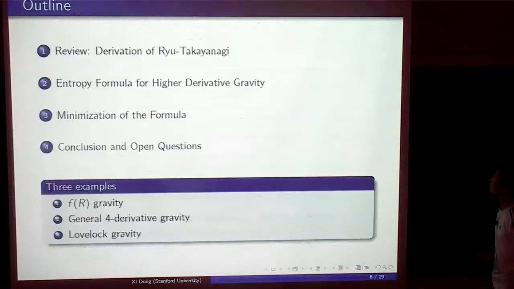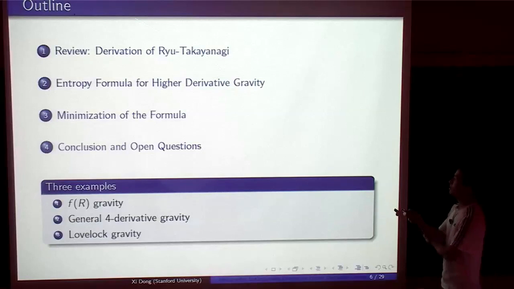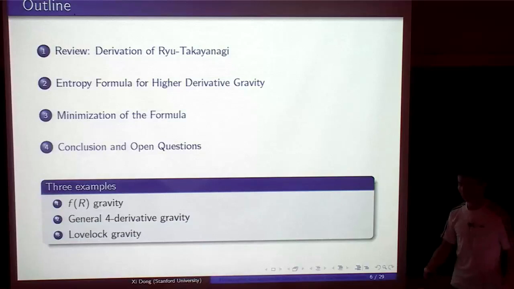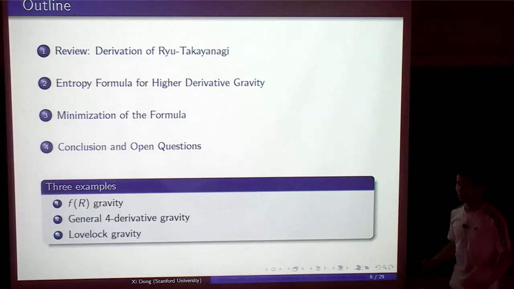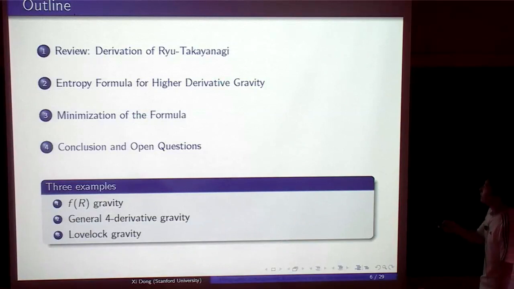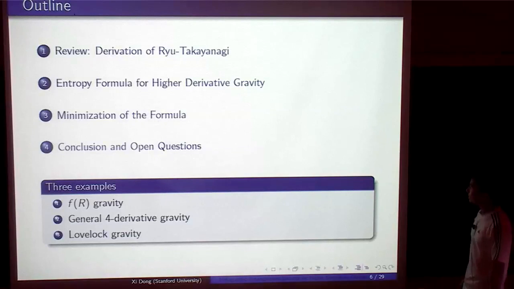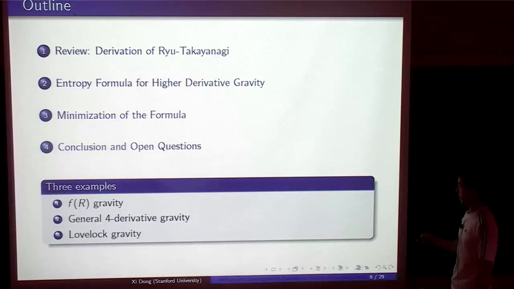So the outline for the rest of the talk: I'll first review the derivation of the Ryu-Takayanagi formula in the case of Einstein gravity, just to lay the groundwork, the basic strategy for its generalization to the higher derivative case. I also want to say it in a way that I think is particularly clear for how we think about these analytic continuations. Next, I'll talk about how to derive this formula for higher derivative gravity. The minimization of the formula comes next, and at the end, I'll conclude.